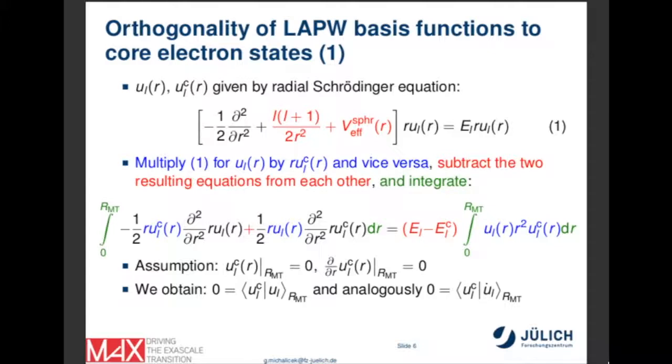In one term, you will see u_l^c at the muffin-tin boundary, and in the other term, you will see the radial derivative of this u_l^c at the muffin-tin boundary. So if these two are zero, then everything here vanishes, is zero, and this means that the scalar product on the right-hand side is also zero. Yeah? So this actually means they are orthogonal. Yeah? For the u dot, the proof goes analogously.